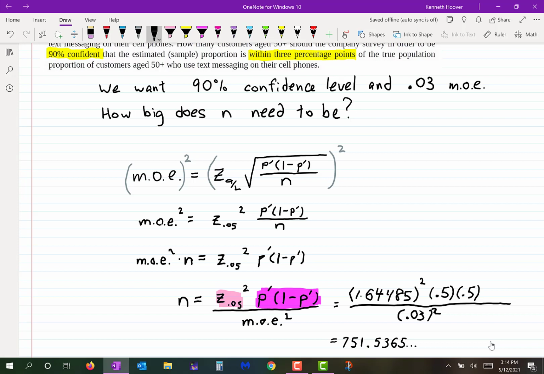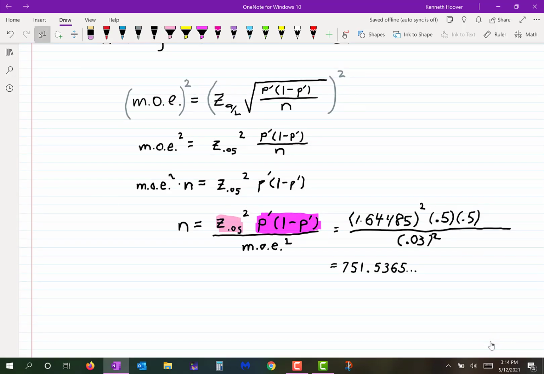So, in order to have a confidence level of 90%, and in order for the margin of error to be 3% or less, okay, margin of error to not exceed 3%, then n has to be at least 751.5365 people. Okay, I cannot find 0.5365 of a person. So, if I need at least 751.5365 people, and people only come in whole numbers, then that means I must sample at least 752 people.